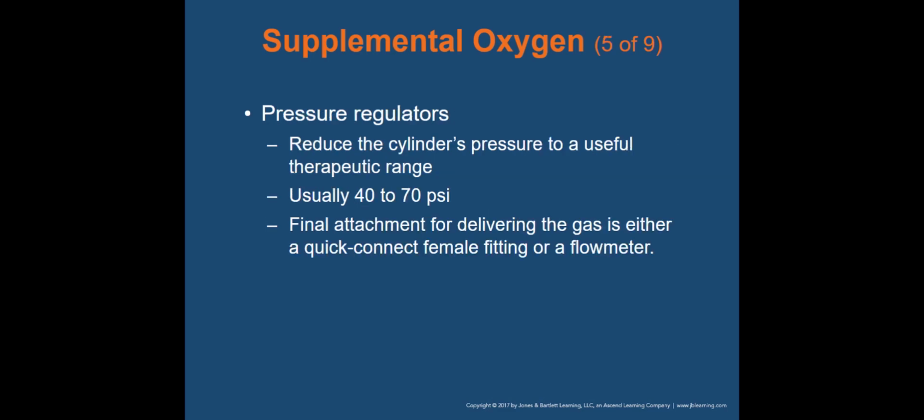Pressure regulators are used to help reduce the pressure out of the cylinder and provide gas via the flow meter to the patient based on what you set it at. So it reduces the cylinder's pressure to a useful therapeutic range, usually 40 to 70 psi. Many of these cylinders will, on average, hold between 2,000 to 3,000 psi within the tank, and this will break it down to 40 to 70 psi. Final attachment for delivering the gas is either a quick connect female fitting or a flow meter.